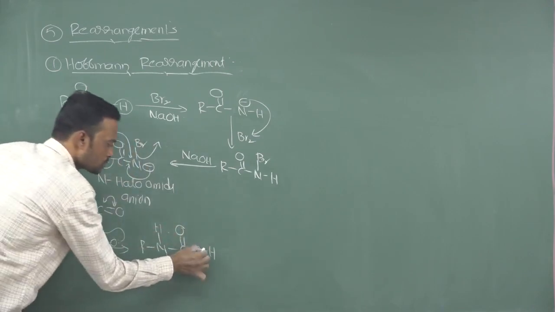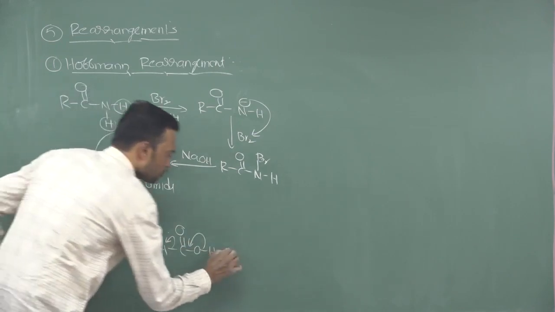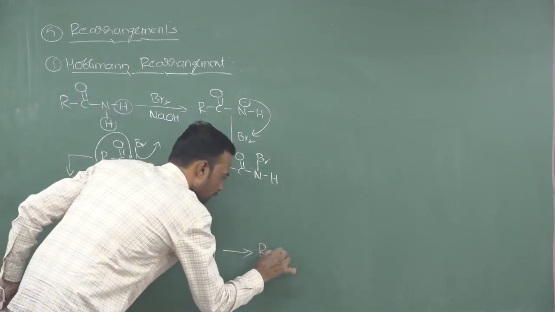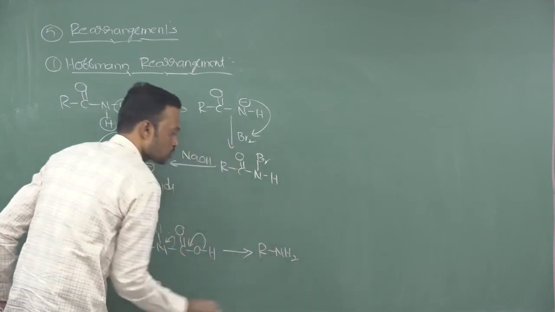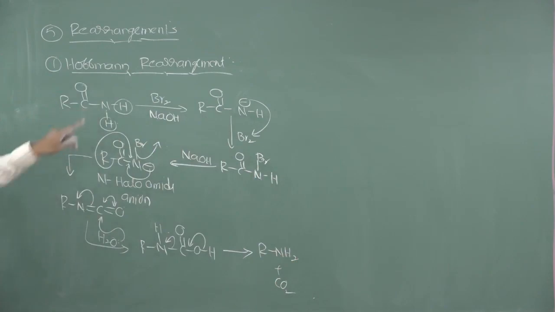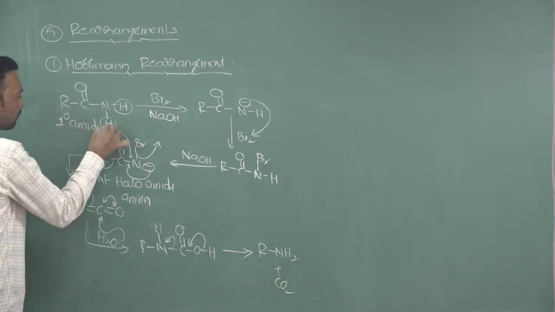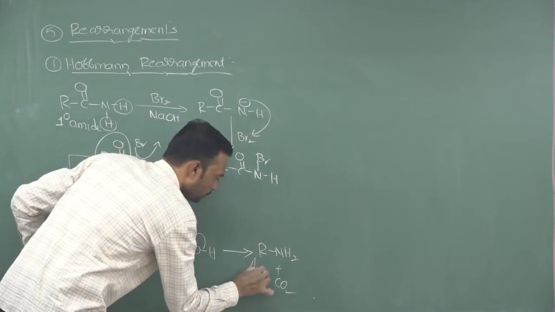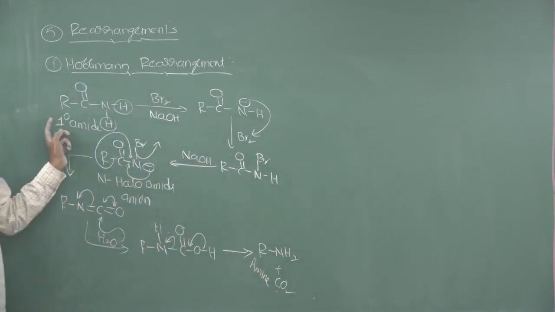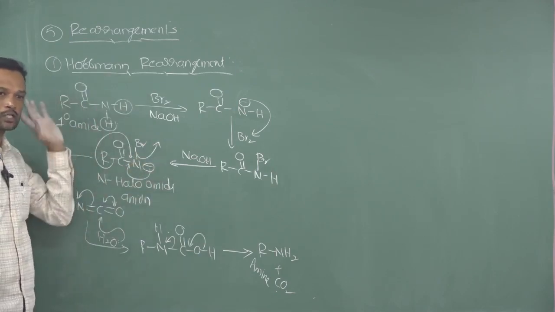After that, this is unstable under acidic and basic medium. Loss of carbon dioxide takes place, CO2, and this hydrogen will be added here. So finally there is a formation of NH2, and what is removed here? Carbon dioxide. So what are we converting? Primary amide, we are converting into amine. Primary amide to amine. This is called the Hofmann degradation reaction.